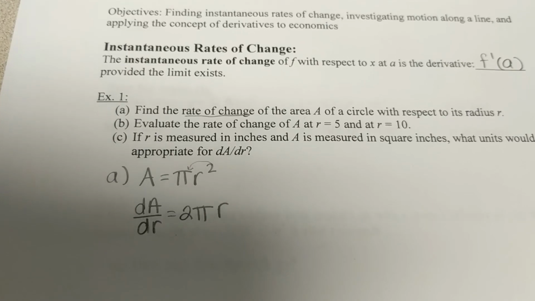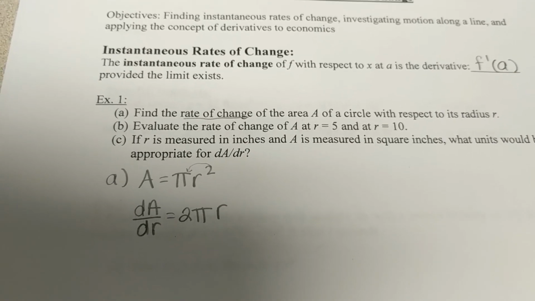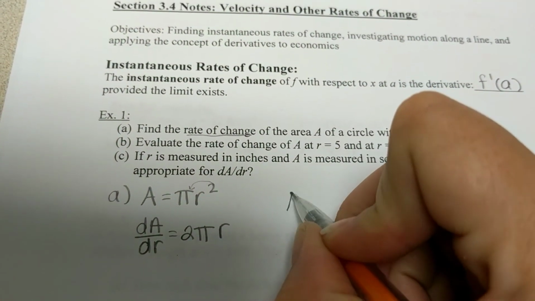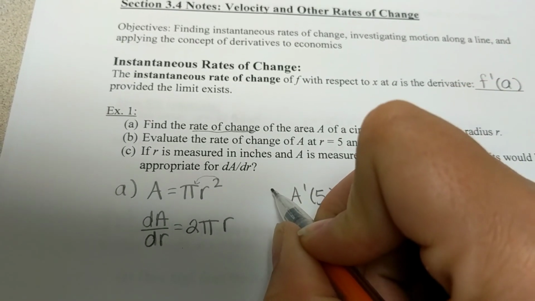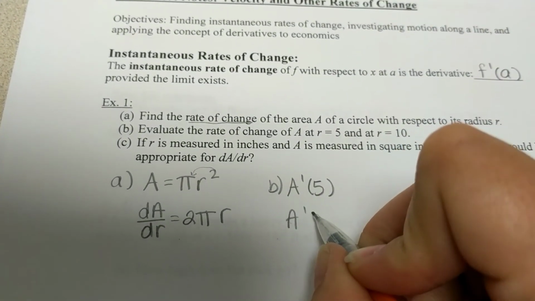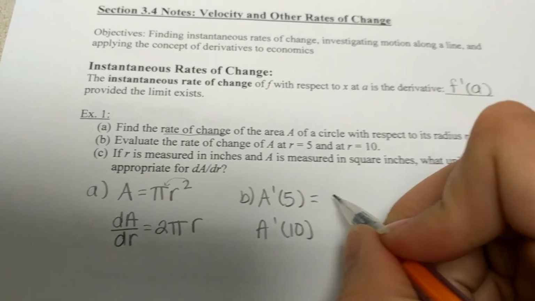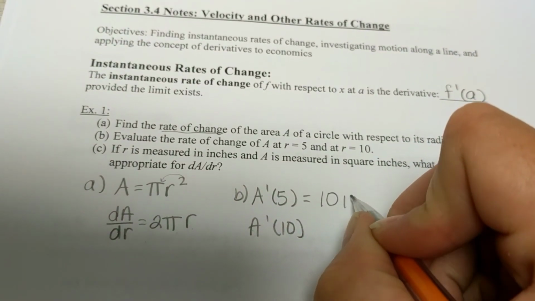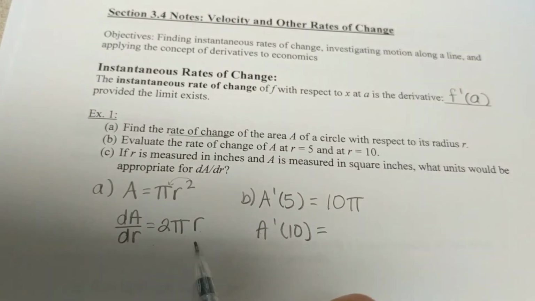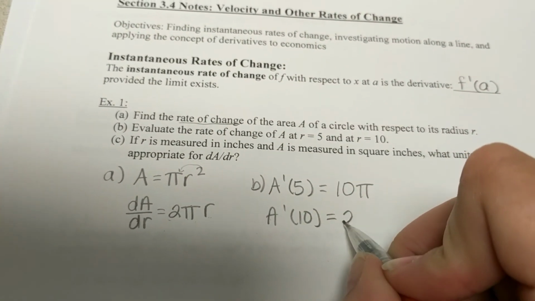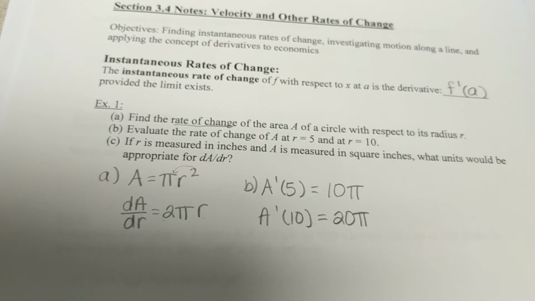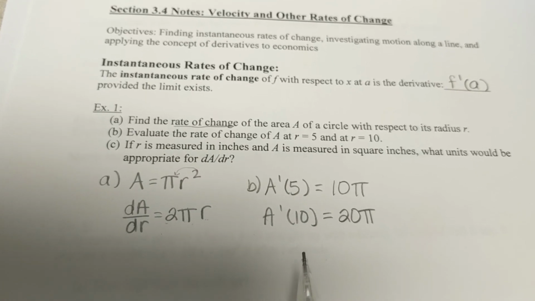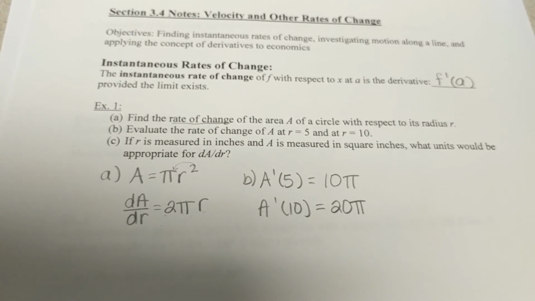All right, so part B says now evaluate the rate of change of area when r is 5 and when r is 10. So if we were to find A prime of 5, so this is part B, and A prime of 10, we're talking about 2 times pi times 5, so 10 pi, and A prime of 10, 10 times 2 times pi, and 20 pi. So what you just found is the change in area when the radius is 5 and the change in area when the radius is 10.